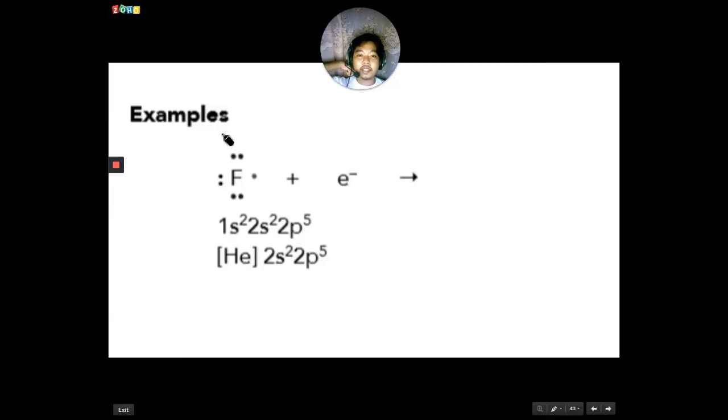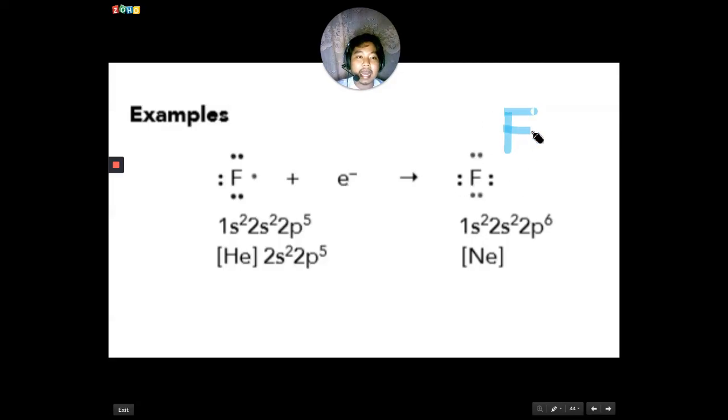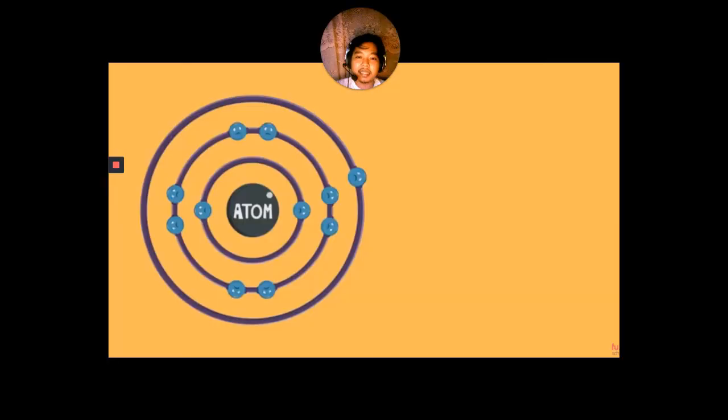So ganito, si fluorine is in group number 7. It has 7 dots. No, para maging 8 ang dots niya, it needs 1 electron. So ang mangyayari, it will receive 1 electron, probably galing kay lithium, kay hydrogen, kaya may hydrogen fluoride tayo, lithium fluoride, potassium fluoride, and magiging complete na siya. However, hindi na siya fluorine atom, but rather fluorine ion, and will be labeled like this one. So F negative, kasi may additional electron na siya.